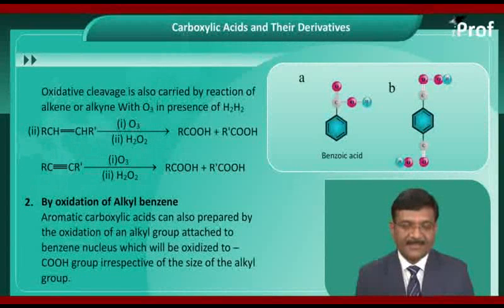Next, oxidation of alkyl benzene. Aromatic carboxylic acids can also be prepared by the oxidation of an alkyl group attached to the benzene nucleus, which will be oxidized to carboxylic group irrespective of the size of the alkyl group.